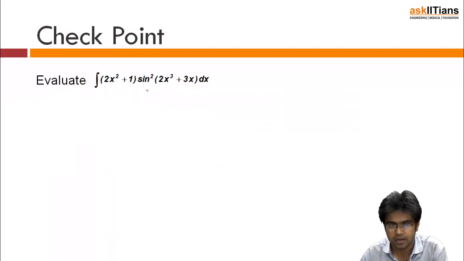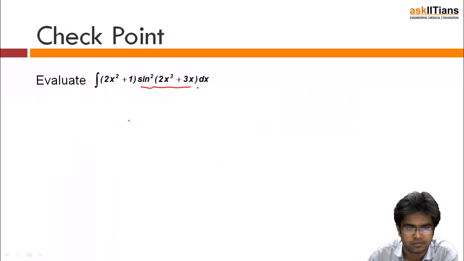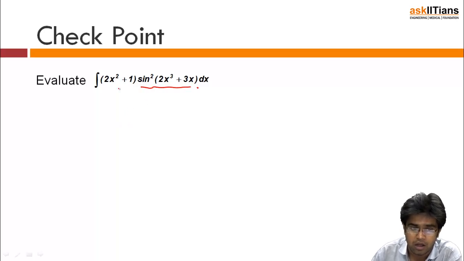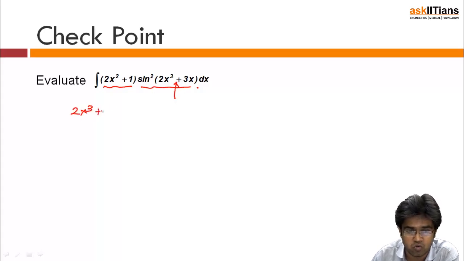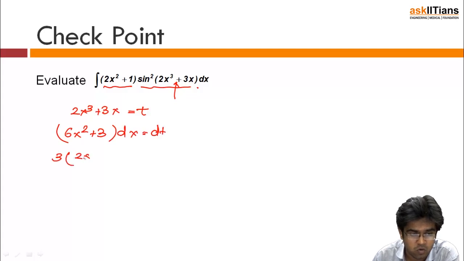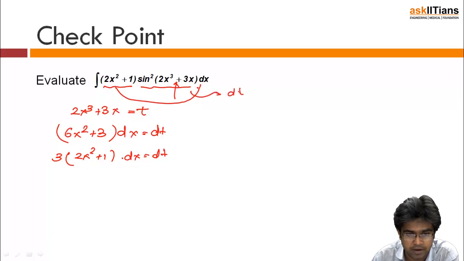Let's check our concepts. We need to integrate this. So if you need to integrate this, then let's see how we can do it. There is a 2x square plus 1 outside. That means the differential is available. How is the differential available? If I put 2x cube plus 3x as t, then look what happens. (6x square plus 3) dx is dt. That means if I take 3 common, (2x square plus 1) dx is equal to dt. Now I can do the substitution. So this thing is actually dt by 3.